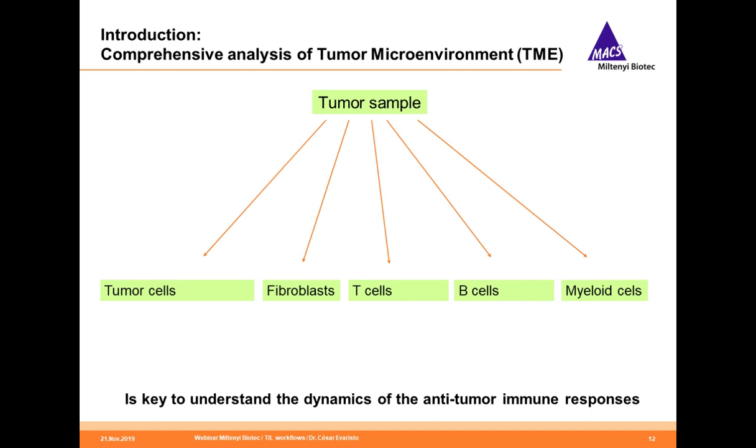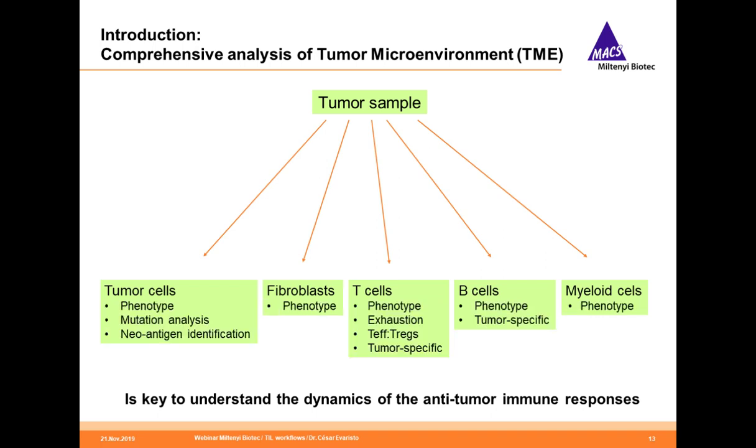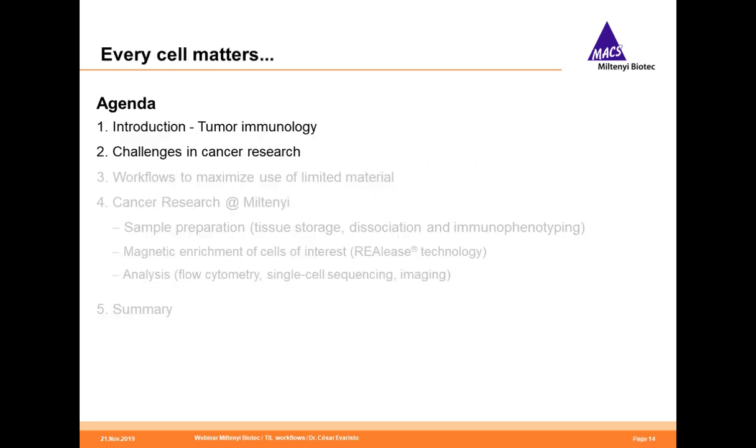It's becoming increasingly clear that a comprehensive analysis of the tumor microenvironment is key to understanding the dynamics of the anti-tumor immune response. In our case, we're interested in phenotyping tumor cells, fibroblasts, endothelial cells, T cells, B cells, and myeloid cells, and sequencing tumor cell mutations, identifying new antigens, and tumor-specific T and B cell clones. However, to do this, we are dependent on the availability of tumor material.